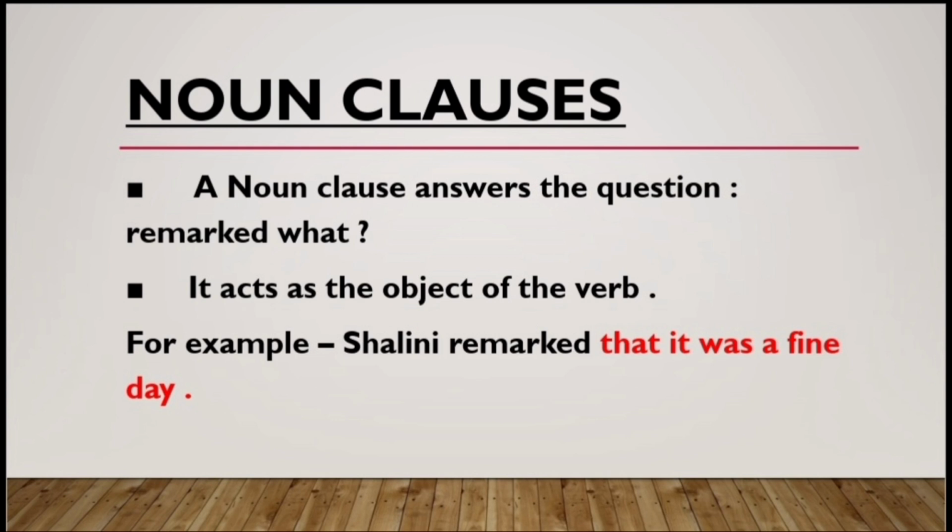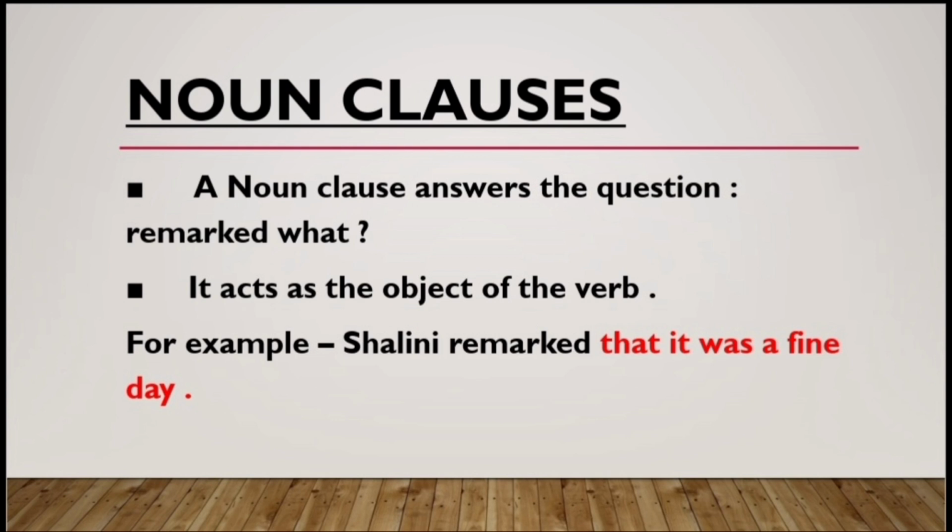A noun clause is one kind of dependent clause. A noun clause will answer the question what. You'll put what before it and you'll get the answer. If you get the answer, that means that is a noun clause, and it will always act as the object of the verb, meaning it will appear right after the verb.